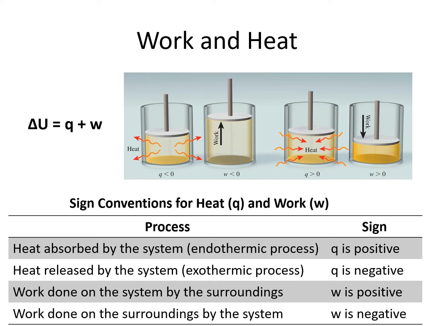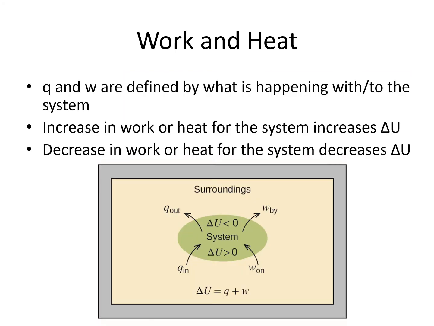We can look at our word problems, and based on what is happening to the system or the surroundings, we'll give it a positive or negative sign for the Q or the W. Again, everything is defined based on what's happening to or with the system. If there's an increase in work or heat for the system, the delta U for the system will increase. If there's a decrease in work or heat for the system, the delta U will decrease.